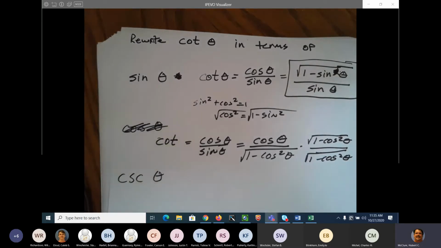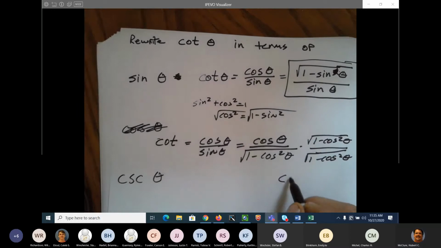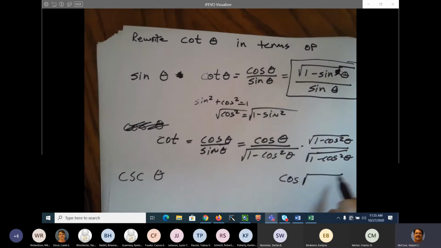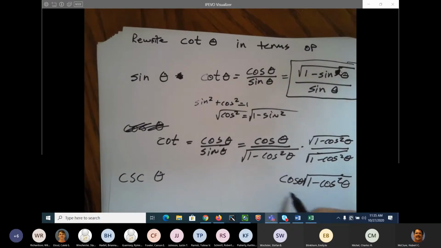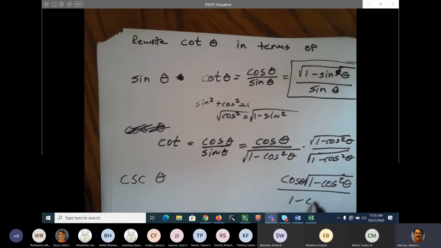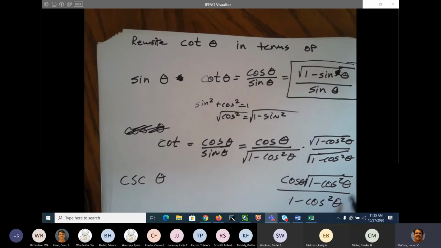And that's going to give me cosine times the square root of 1 minus cosine squared over 1 minus cosine squared theta.